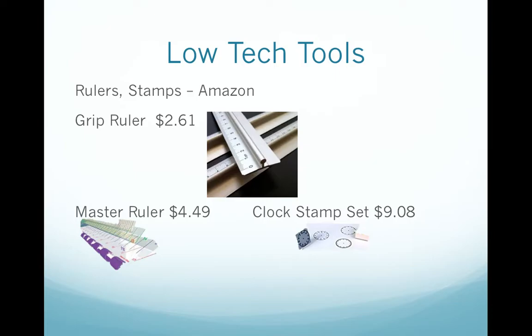The grip ruler pictured here is not a plastic one for $2.61 through Amazon, but it shows the grip feature well, so I included it. The master ruler is $4.49, and a clock stamp set, which is the analog and digital time, is $9.08. If you're not familiar with the master ruler, it was created for students who have difficulties with all the little lines on a standard ruler.